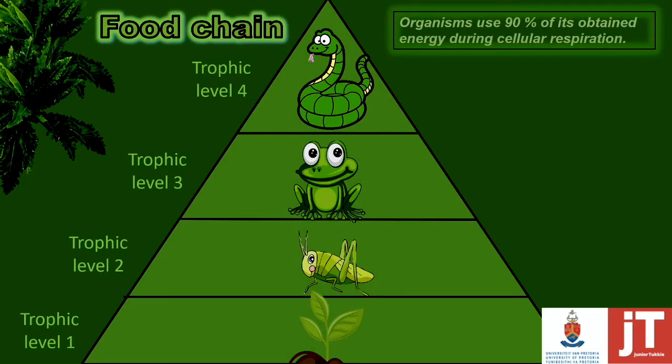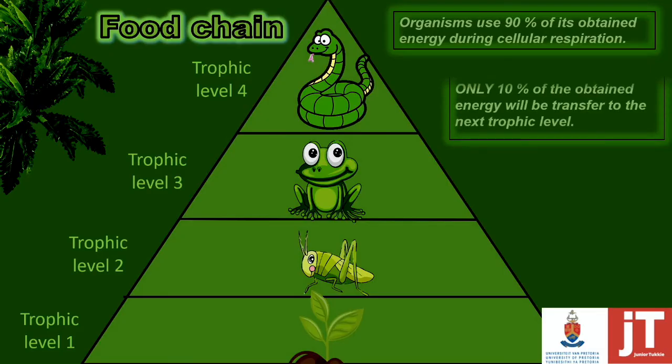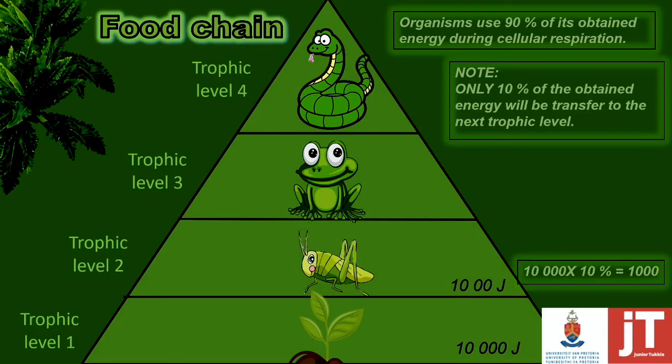Something important to remember is that organisms will use 90% of the energy which they obtain from food for cell respiration. Then the 10% will be transferred to the next trophic level. So if I can use an example, if a plant produces 10,000 joules of energy, only 1,000 will be transferred to trophic level number 2.